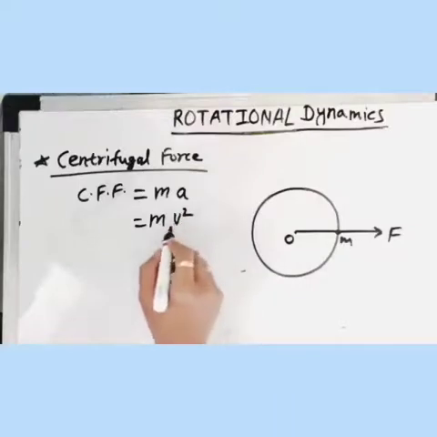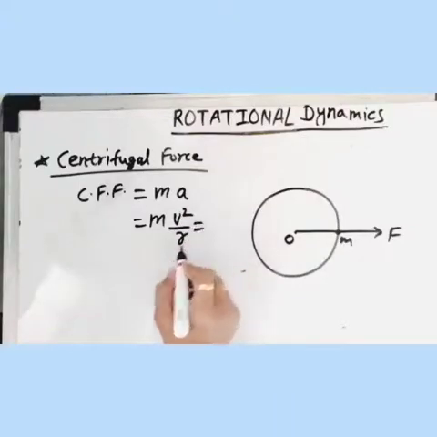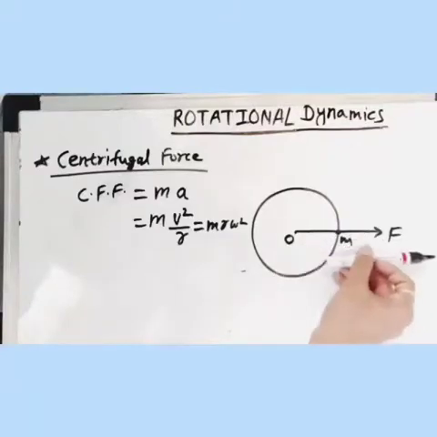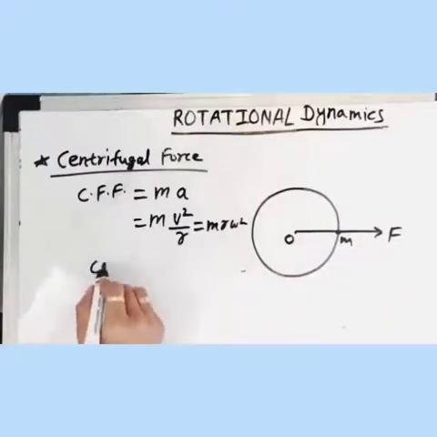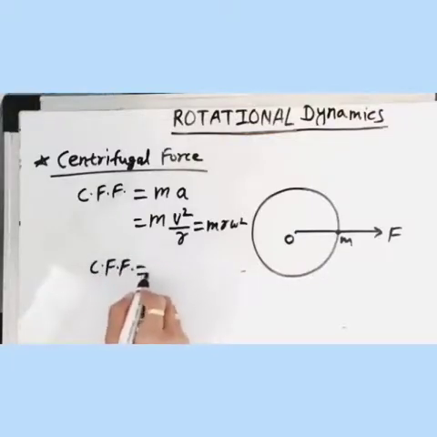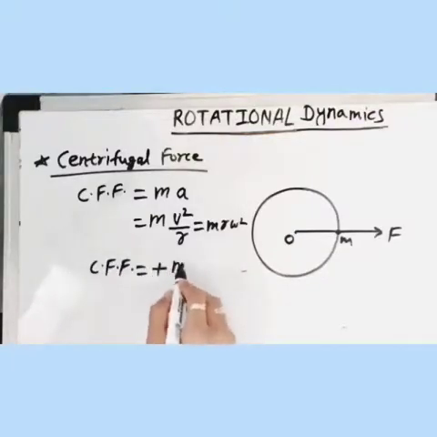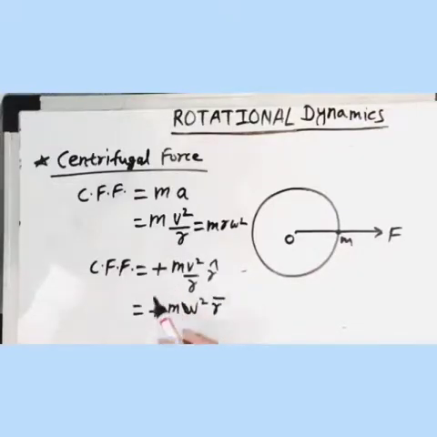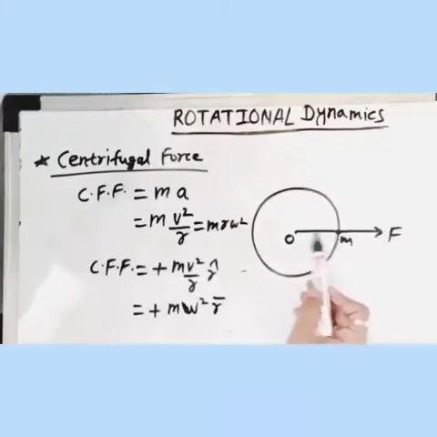So this can be written as m v square by r, or the same equation we can write as m r omega square. But as force is a vector quantity, and as you can see the direction of this centrifugal force is along the radius but away from the center of the circle, we can write this centrifugal force with a plus sign: plus m v square upon r into r cap, or the same equation we can write as plus m omega square r bar. Here the plus sign indicates that the force is directed along the radius but away from the center of the circle.